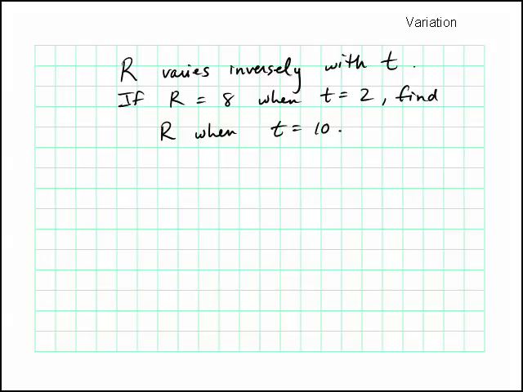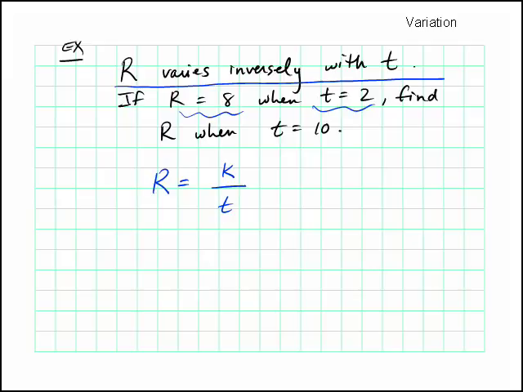Okay. Let's write down our equation here that applies. R varies inversely with T. Inverse variation. So R varies inversely. It's going to be K divided by something. K divided by T. Now I've got to find the variation constant K. So I'm going to use this extra information right here. When R is 8, T is 2. Plug those in. Multiply both sides of the equation by 2. K here is 16. K is 16.